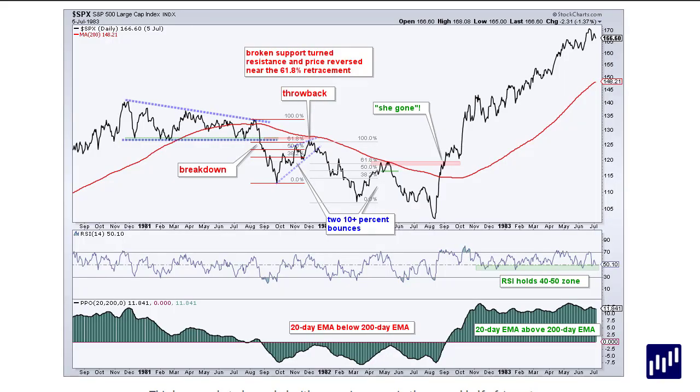So also note in this report, I showed how these bear markets ended as well. This is a chart from '81, '82 showing how the bear market ended, but I don't have time to go over those here now.